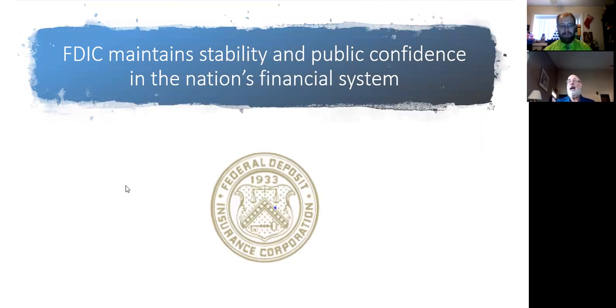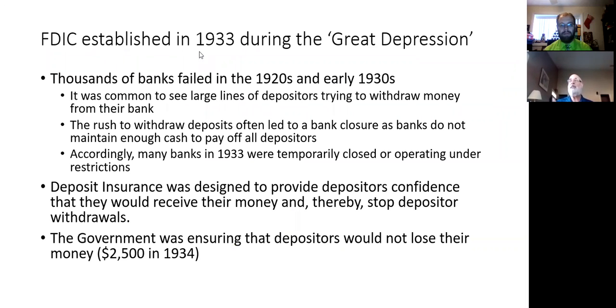So the FDIC was really established to maintain stability and public confidence in the nation's financial system. So what does that really mean, maintain stability and public confidence? Well, it all comes from what was happening before the FDIC was established. The FDIC was established in the Great Depression, in 1933. Prior to it being established, in the late 1920s and early 1930s, thousands of banks were failing because of the Great Depression.